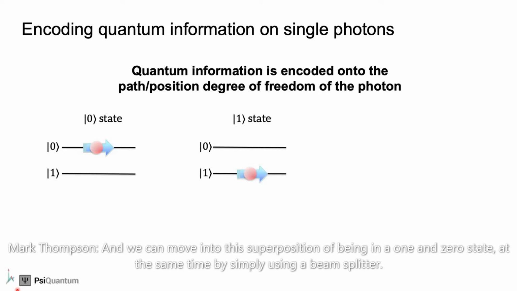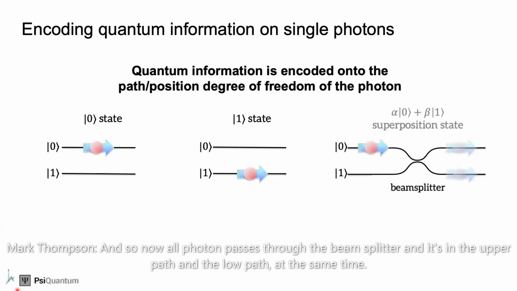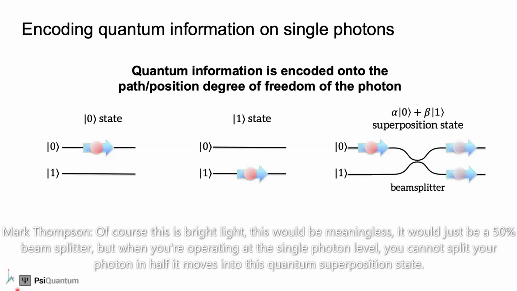And we can move into this superposition of being in a 1 and a 0 state at the same time by simply using a beam splitter. And so now our photon passes through the beam splitter, and it's in the upper path and the lower path at the same time. Now, of course, if this was bright light, this would be meaningless. It would just be a 50% beam splitter. But when you're operating at the single photon level, you cannot split your photon in half. It moves into this quantum superposition state.